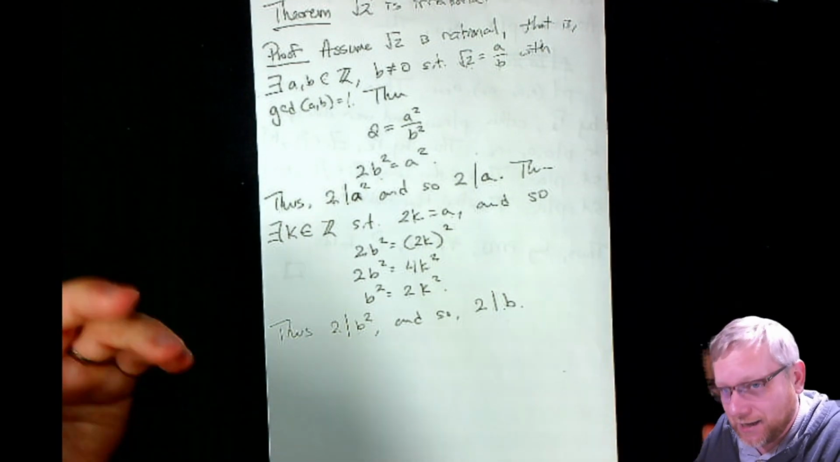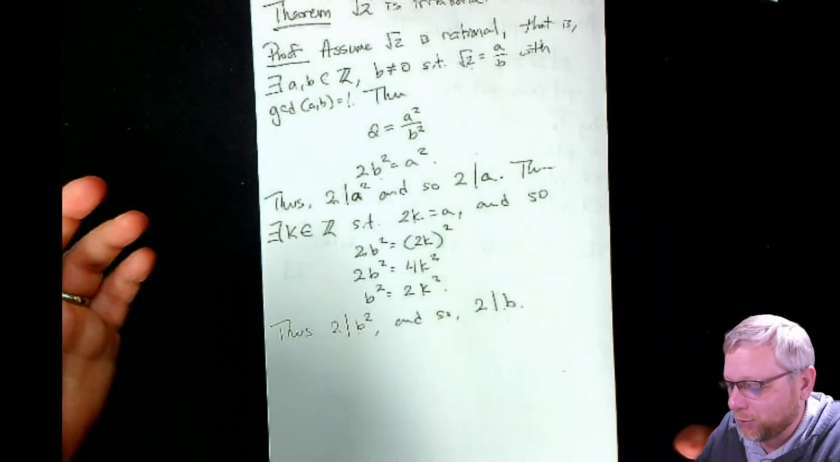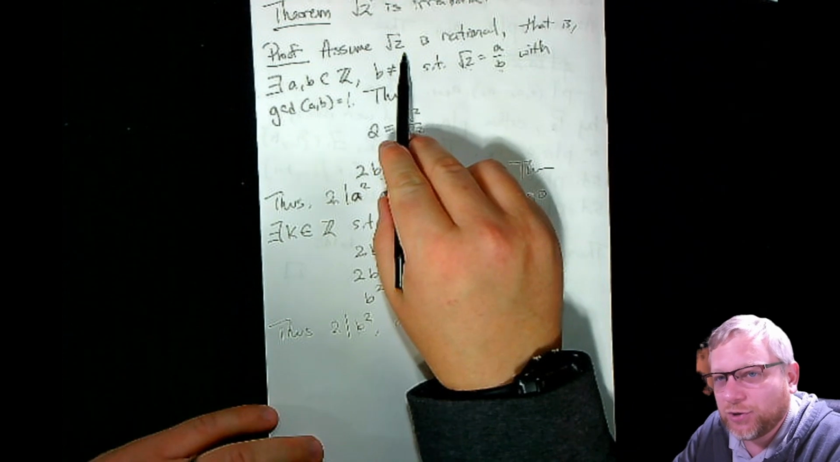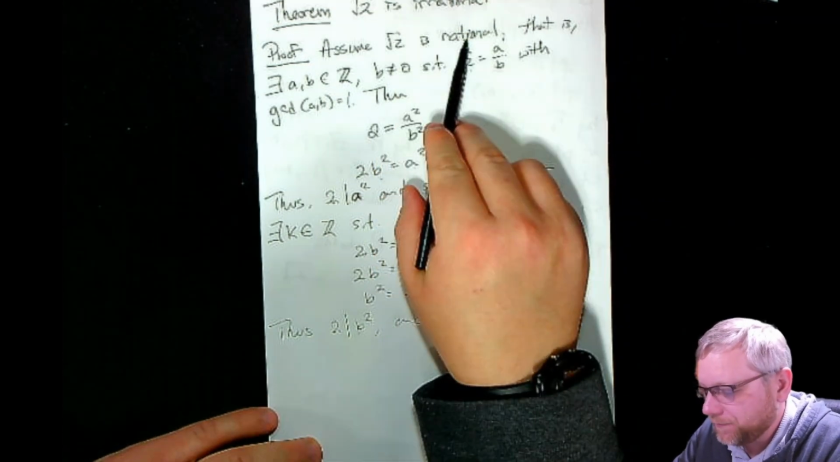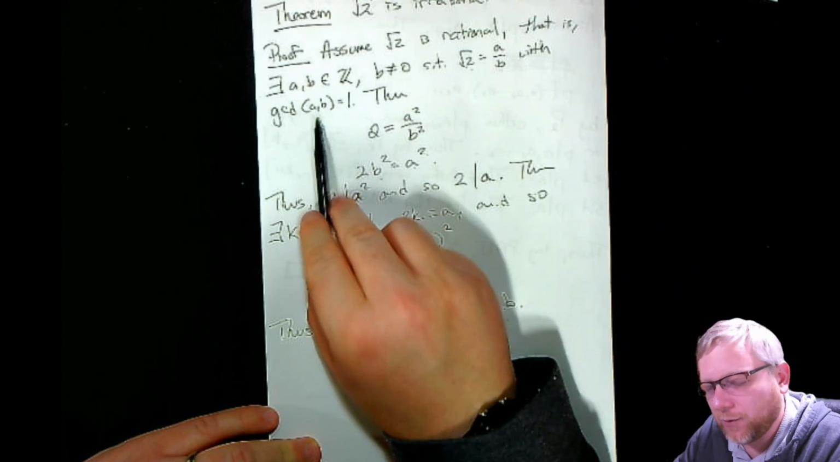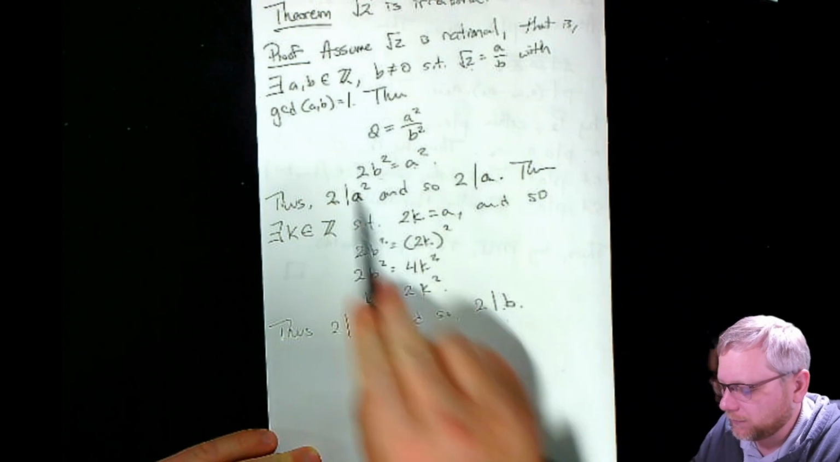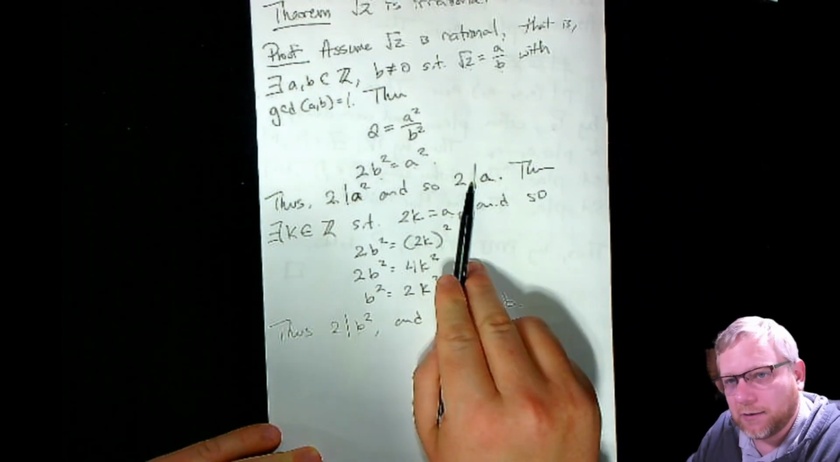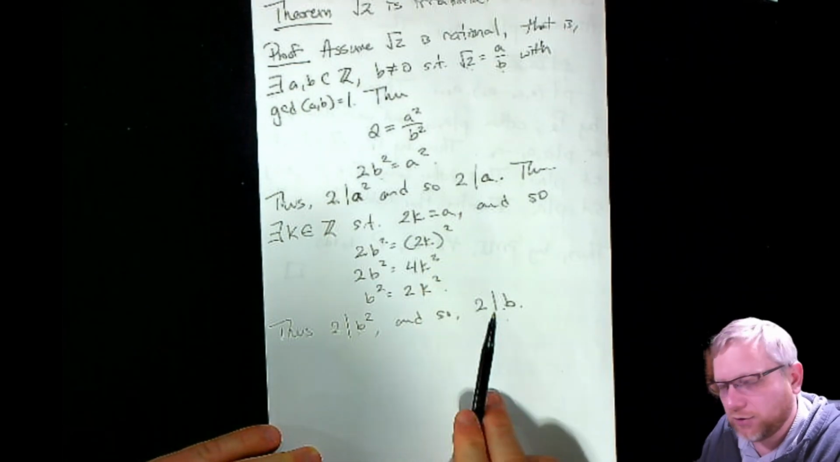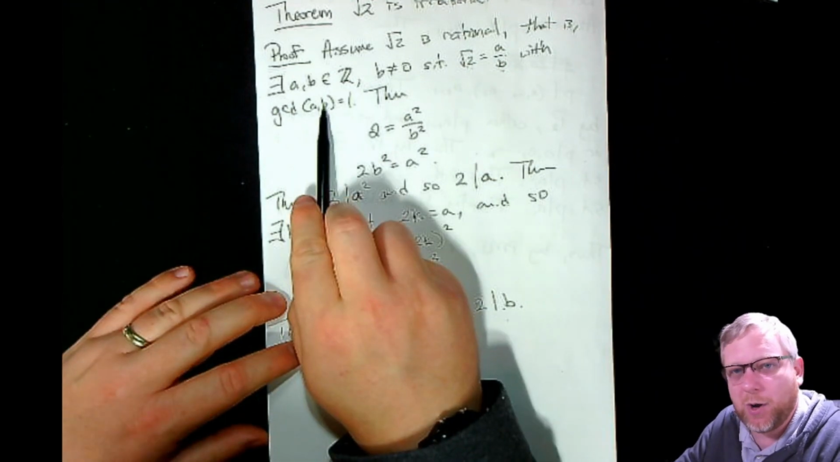We're actually done now. If you've lost track of where we're going, remember what we were trying to do. We assumed root 2 was rational. That is, you could write it in this form. And this is the point where we needed this: the GCD of a and b is 1. Look what I've got now. 2 divides a, and 2 divides b. Problem. The GCD is supposed to be 1.